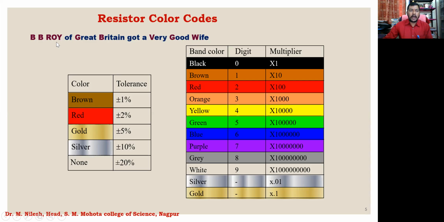Then we have Roy, ROY: R for red, O for orange, Y for yellow, and accordingly we have the numbers 2, 3, 4. For Great Britain, we have G for green, and the number is 5. Then Britain, B, is for blue, so 6. And then we have violet, that is V. This is not purple, this is actually violet. So that is written over there. We can also change that.